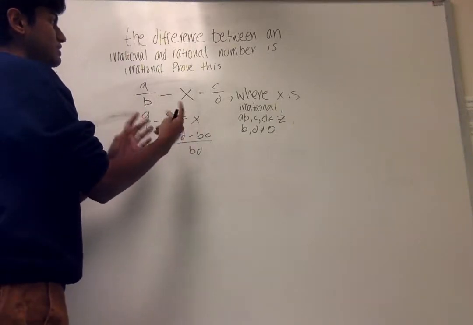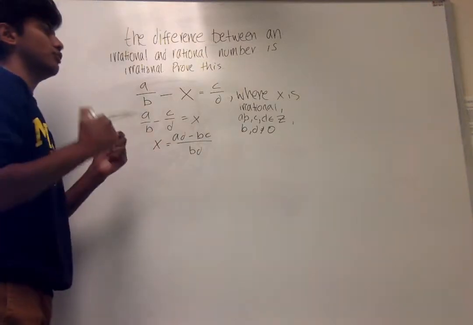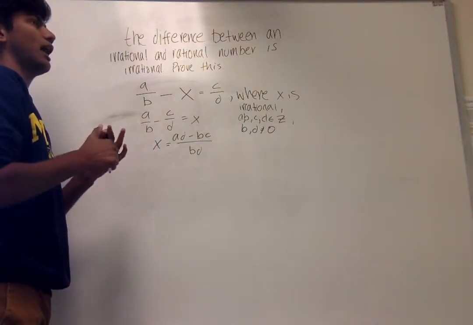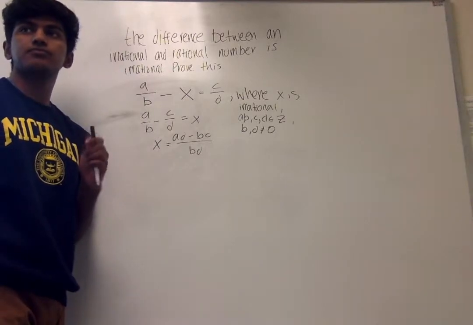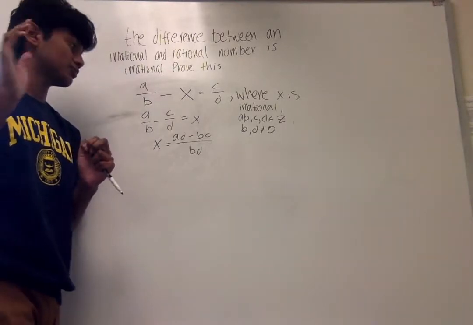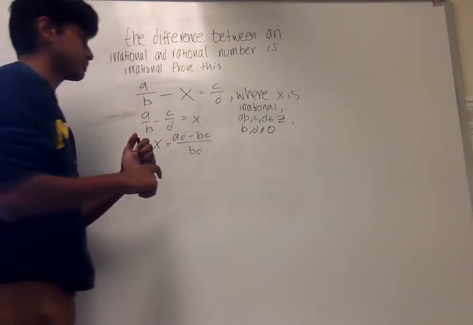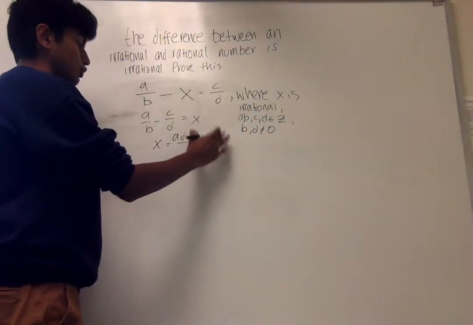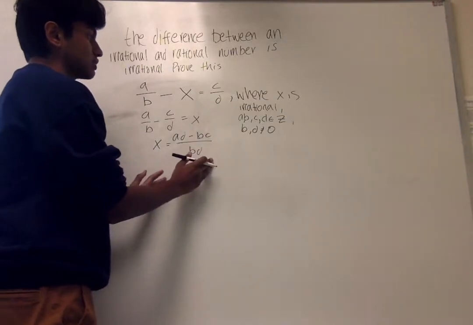So these are all integers, correct? So what can we say about these integers, given what we know about how integers subtract and multiply? That they have to be integers as well, right? Because integers are closed under subtraction and multiplication. So we know that this numerator is going to be an integer, and we know that this denominator is also going to be an integer.